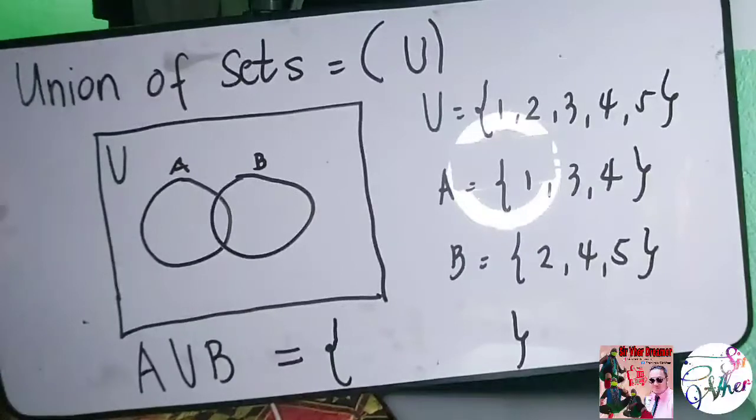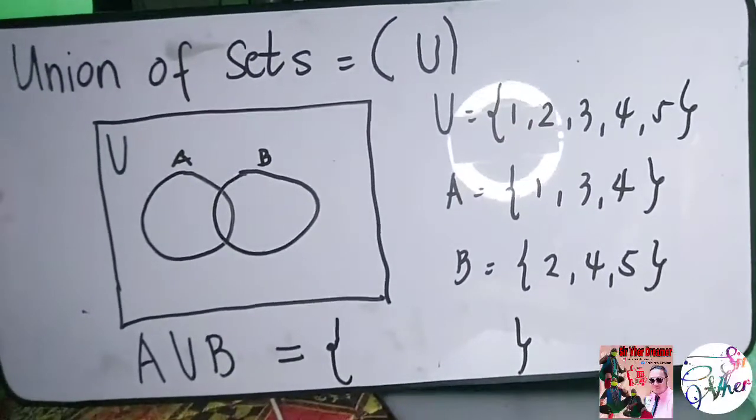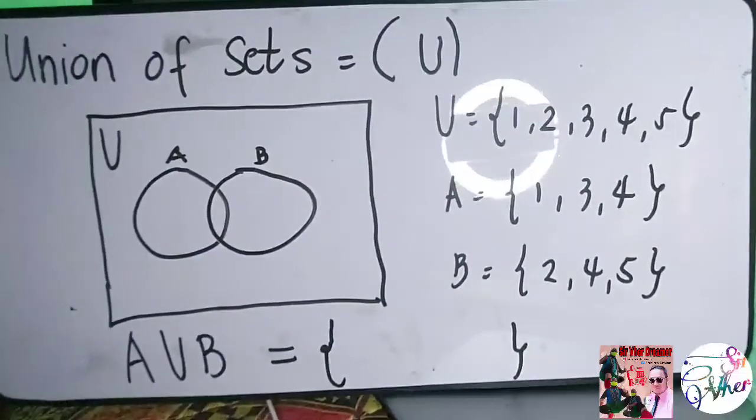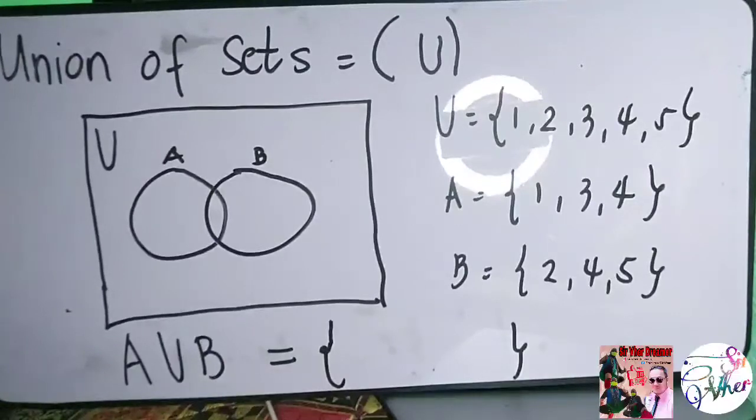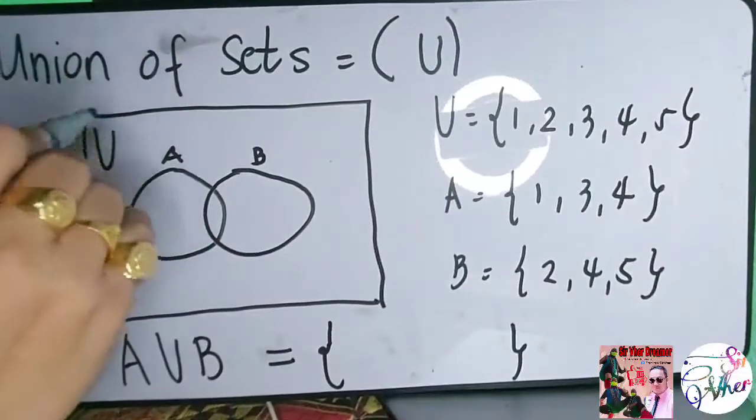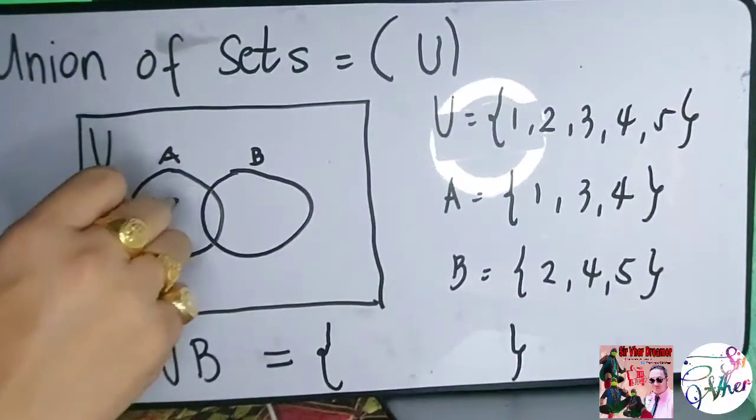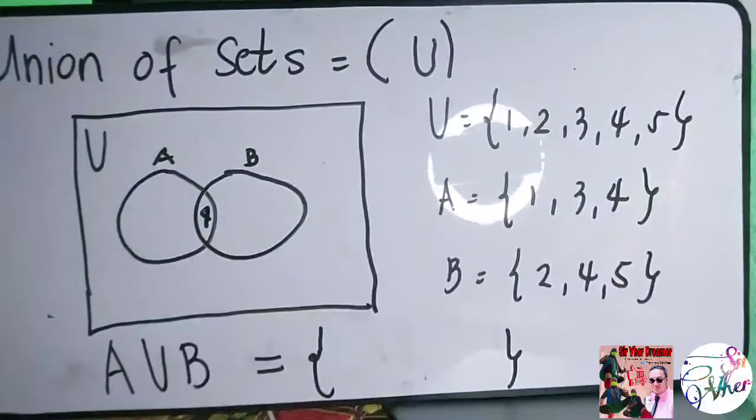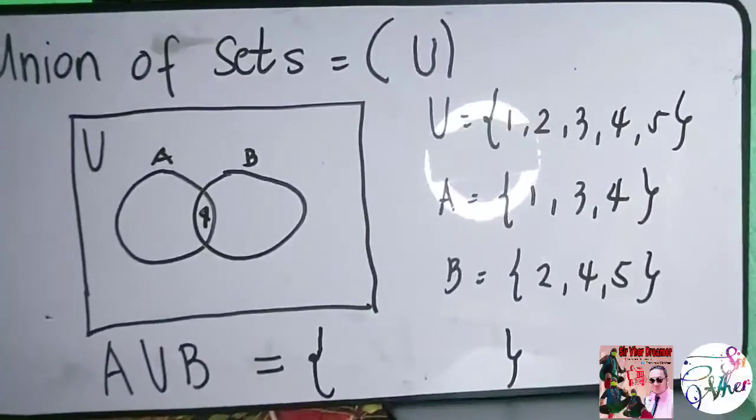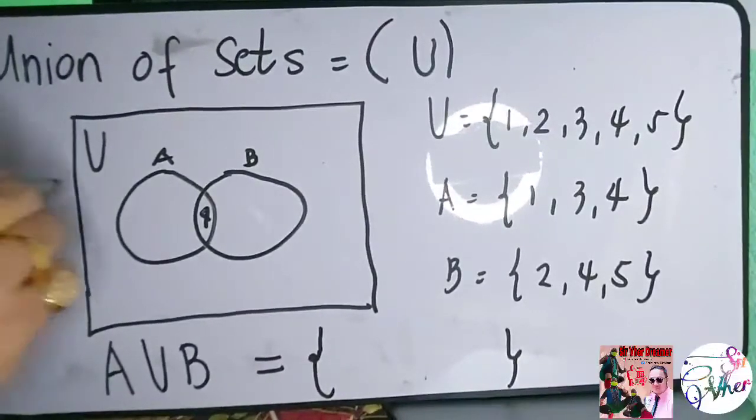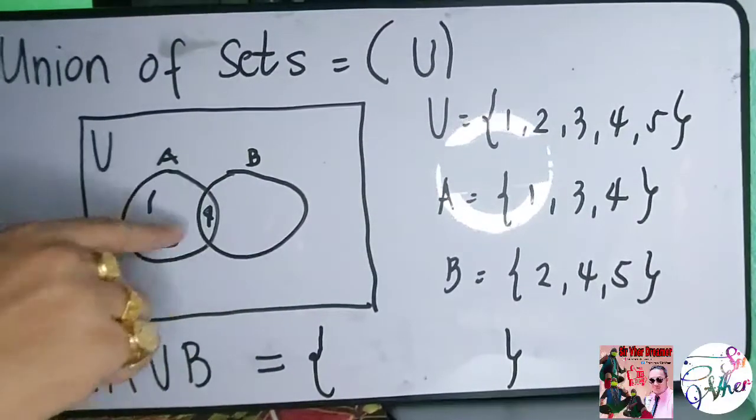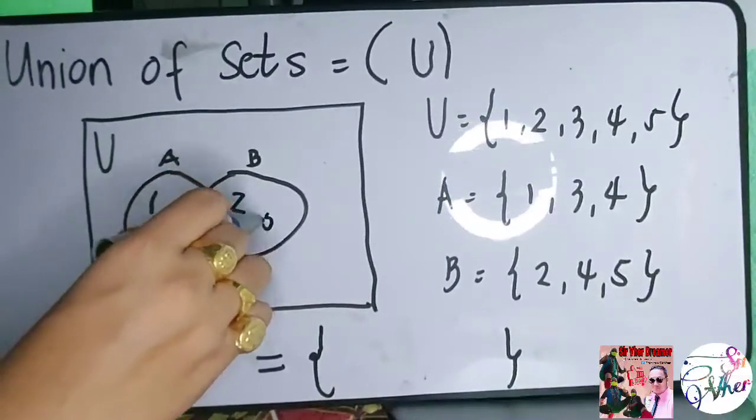Let's use the Venn diagram. We have the universal set with the elements 1, 2, 3, 4, and 5. We have the elements from set A and set B. And take note, we have a common element, which we have already discussed. What is common? 4. So in the Venn diagram, let's put 4 in both circles, meaning the common element of A and B. From A, we have 1 and 3. From B, we already have 4 here, so we have 2 and 5.